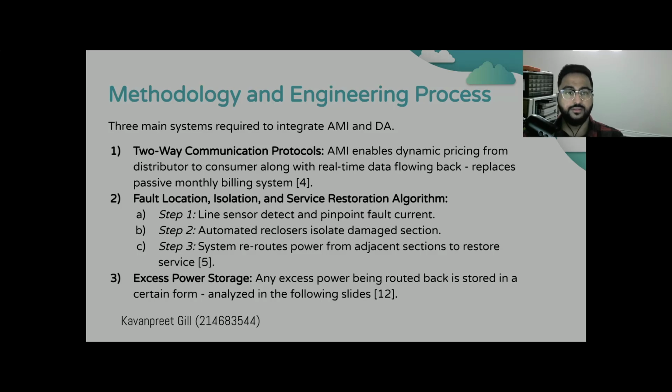When a fault occurs, line sensors pinpoint it, automated reclosers isolate the damaged section, and the system reroutes power from adjacent areas to restore service. All of this is done without any human intervention whatsoever. Third, excess power storage. Any surplus power being redirected through the network needs somewhere to go. The storage technologies best suited for this are covered in the following slides. Together, these three systems are what make a truly responsive, self-healing smart grid possible.